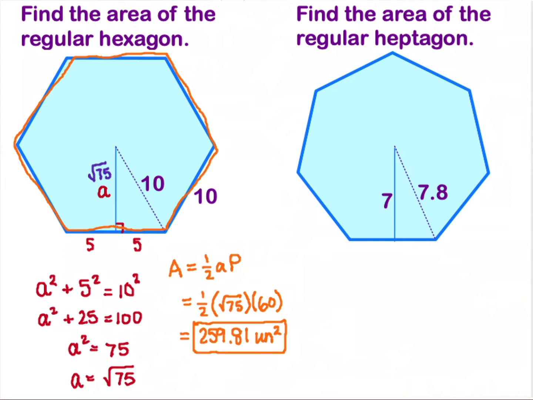We actually know the length of the apothem this time. They're telling us that the apothem is 7 units long. But what we don't know is how long the sides of this heptagon are. Luckily, they did give us a radius. So we'll be able to use that Pythagorean theorem to find out this side of the triangle. A squared plus b squared equals c squared.